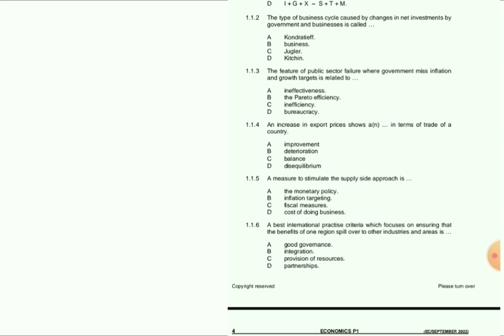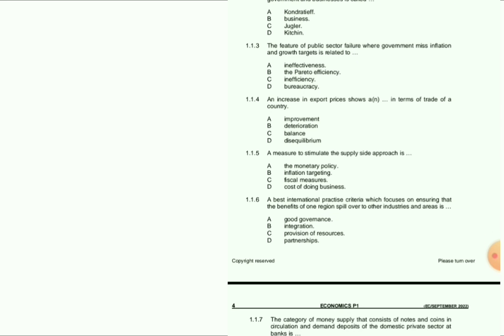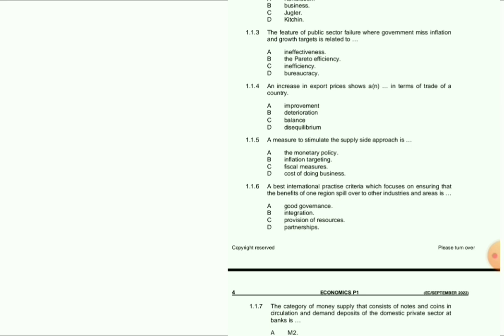So as I've said, I won't stick that much in section A. I will just try to be faster. 1.1.3. The feature of public sector failure where government misses inflation and growth targets is related to. Where government misses inflation and growth targets, we can underline that one. I think we all know this one, which is ineffectiveness. This one is A. It's not inefficiency, it's ineffectiveness.